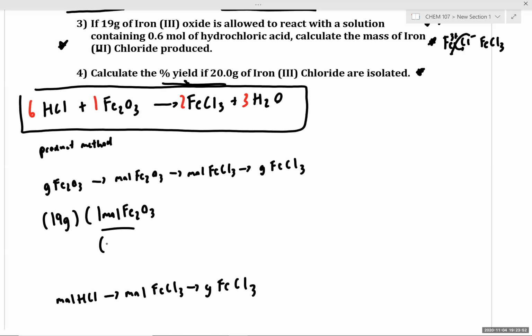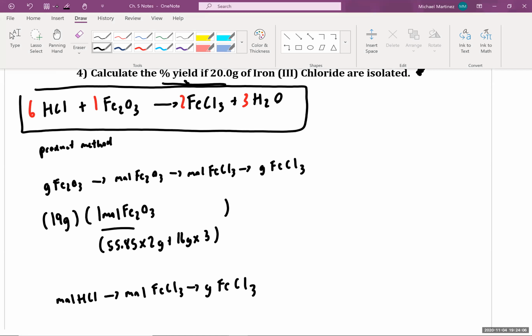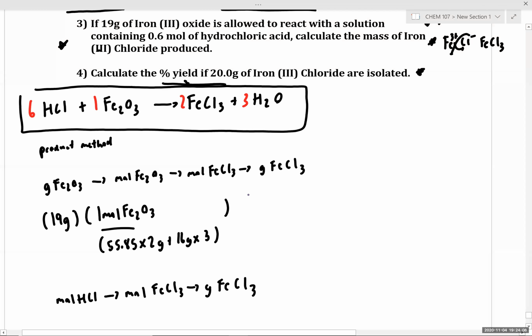I got 55.85. Yep. And we have 2 iron atoms. And for oxygen, it's 16, and we have 3 oxygen atoms. Okay, perfect. Now we need to consider our reaction stoichiometry. So how many moles of iron 3 chloride do we make per mole of iron 3 oxide that we consume? What's our mole to mole ratio? 2 to 1. 2 to 1, exactly right.